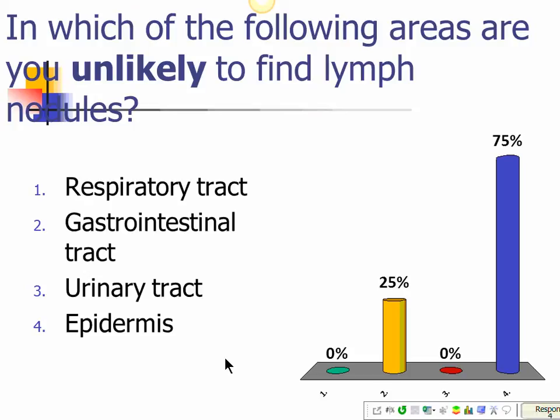Epidermis, epithelium is avascular. There is no blood supply. So in the epidermis, you don't see lymphatic follicles. You might see them in the dermis, but not in the epidermis. Okay, so epidermis is the answer here.